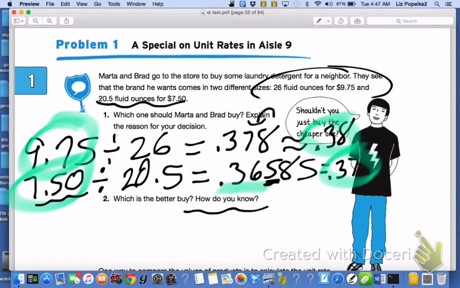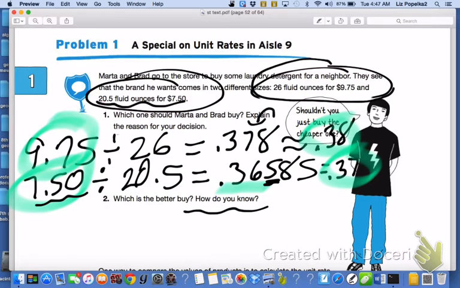Again, some people might have said, well, I'm just going to buy the 20-ounce one because it's cheaper. Some people might have said the 26-ounce one because they believe, turns out mistakenly, like I used to believe, that the bigger the box, the cheaper it is per ounce. But just justify your reasoning for now for number 2, and you'll be all right.